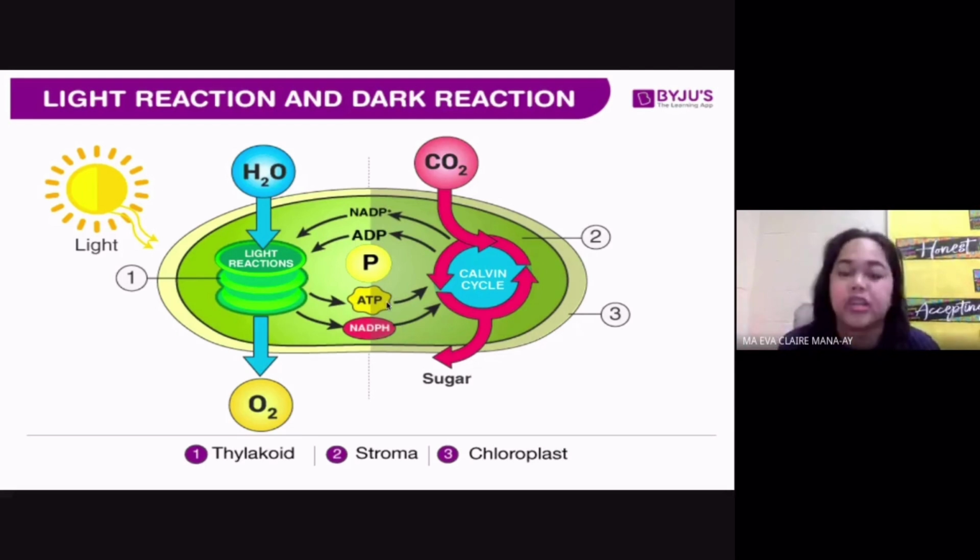These two products from your light reaction are going to be used to drive your Calvin cycle. They become the fuels, the source of energy, in your dark reaction. Hence, the dark reaction does not need sunlight, because it already has a different source of energy. So your ATP and NADPH drive your Calvin cycle.